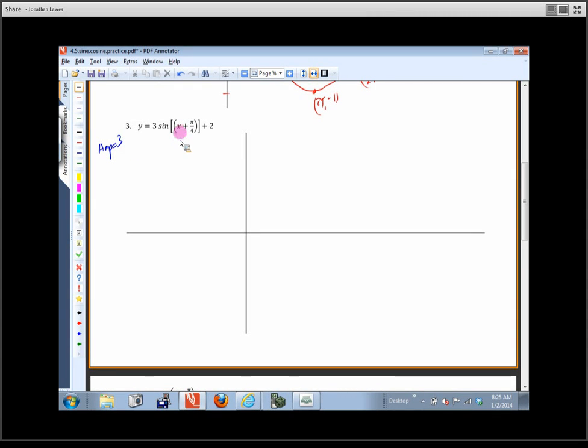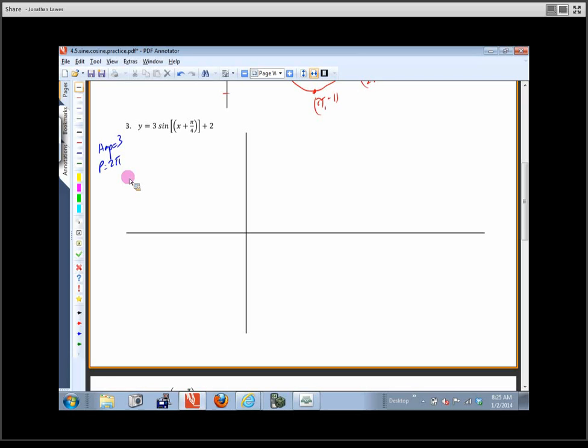Okay, period changes are horizontal changes. They happen in the x direction. In order to speed it up or slow it down to change the period, you've got to multiply the x by something. Was the x multiplied by anything? Nope. So what's the period? Period's going to be 2 pi.